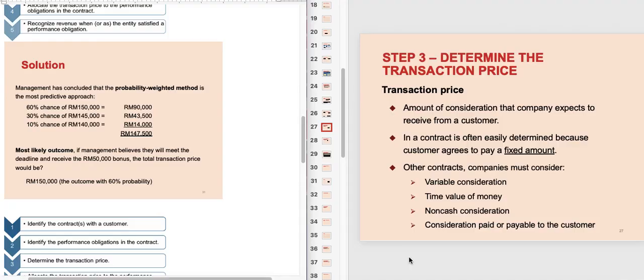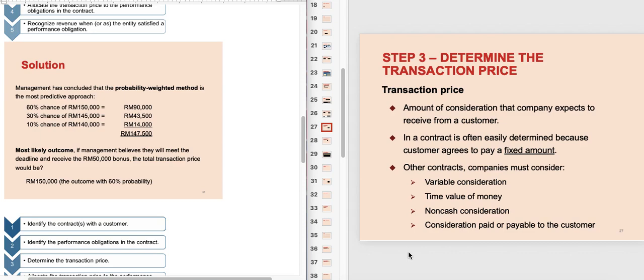Continue with step 3, determine the transaction price. Transaction price is basically referring to step number 3, right? Identifying the consideration that the company should receive from the customer.